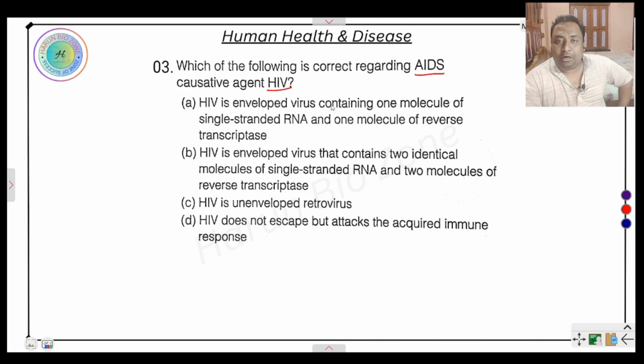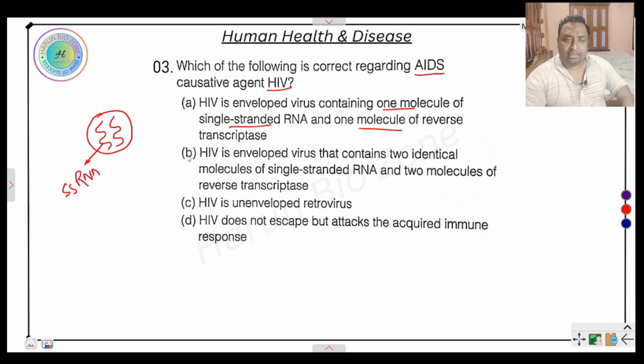The HIV is an enveloped virus. If this is the HIV virus, there are two single stranded RNA present, and for two single stranded RNA, two reverse transcriptases are present. So here the HIV is an enveloped virus that contains two identical molecules of single stranded RNA and two molecules of reverse transcriptase. So here the correct option is B.